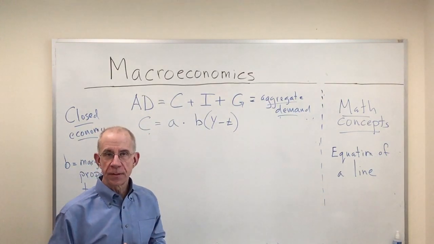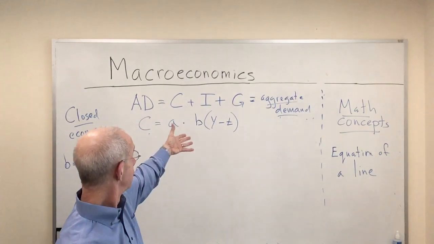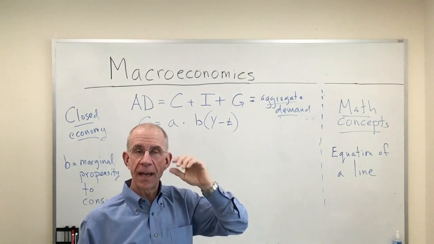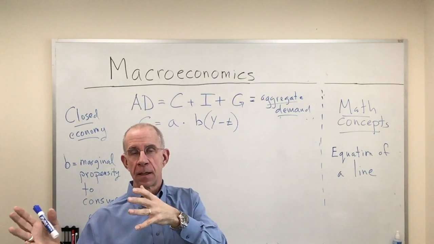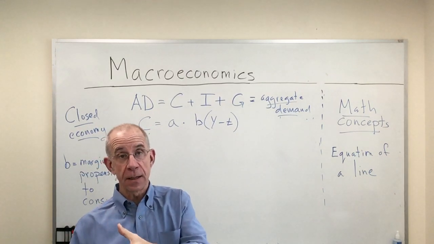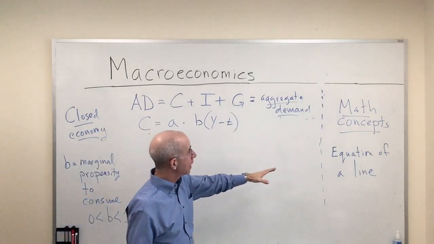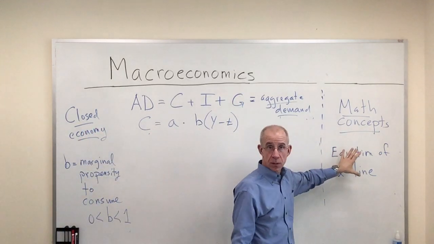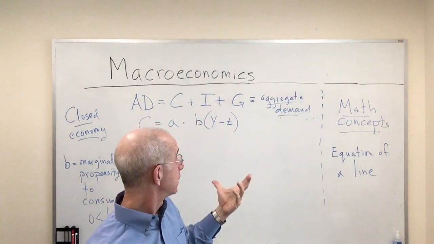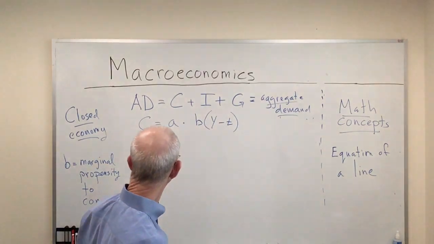So I'd like to use the definition of aggregate demand and a consumption function to depict how we relate income, national aggregate supply, and aggregate demand. The mathematical concept that we're going to use for this is the equation of the line, and we're going to use that in combination with these definitions in order to graph this relationship.